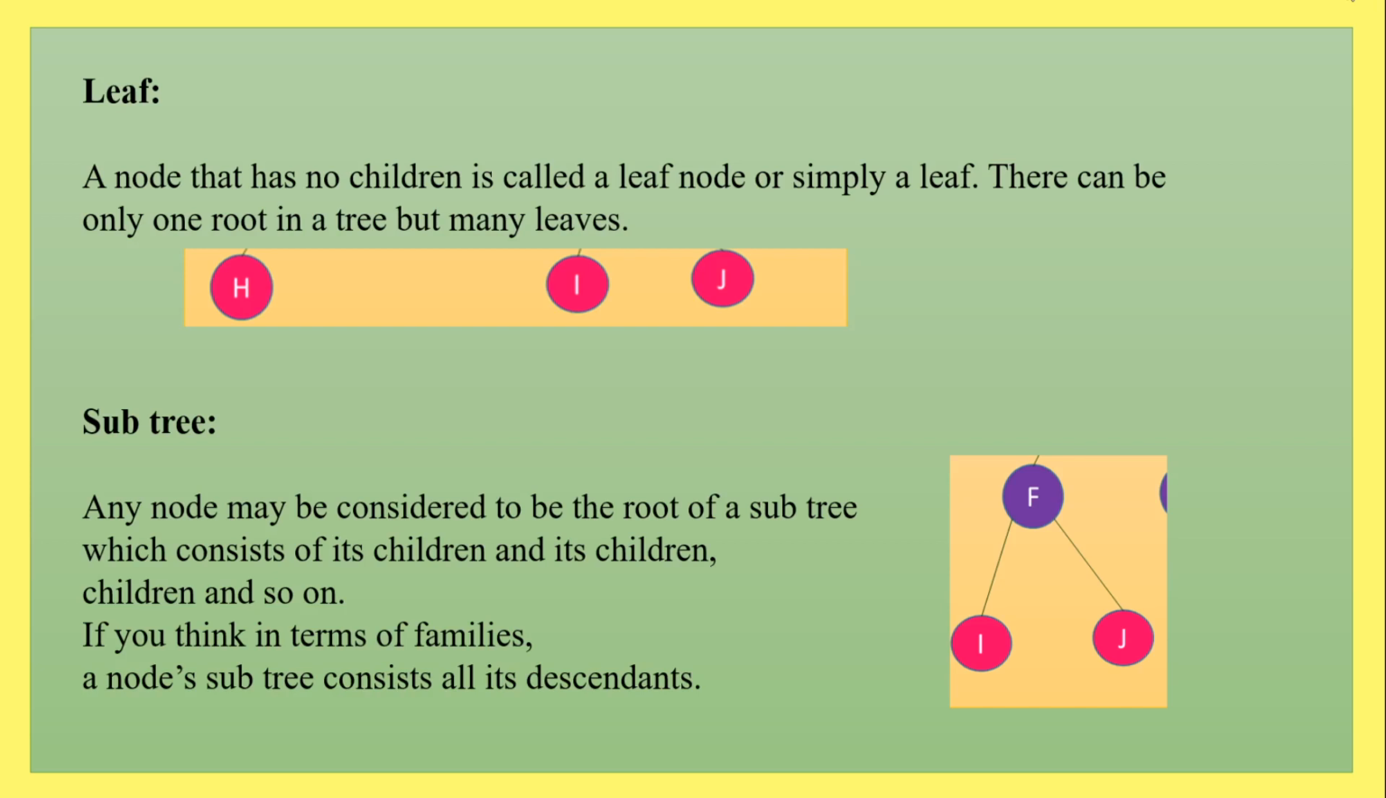Leaf nodes. In the introduction slide, we learned that the leaf node doesn't have a connection with other nodes below it. It means it doesn't have any children. A node that has no children is called a leaf node or simply a leaf, also called a terminal node. There can be only one root in a tree, but we can have many leaves.